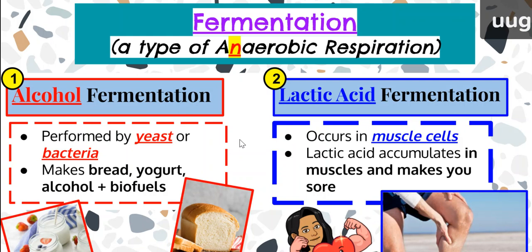Fermentation is also a process that's done in other things, like when we do yeast or bread in order to make yogurts and alcohol. This is when respiration happens in the absence of oxygen, and it's able to make other products like alcohol.